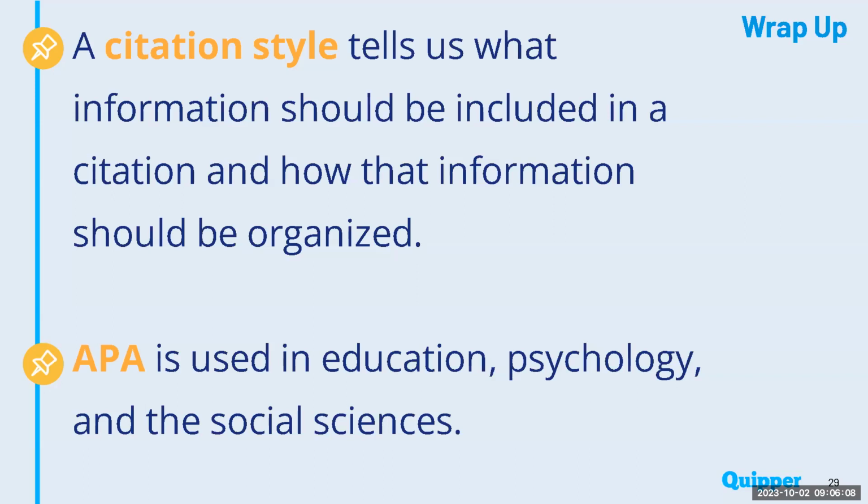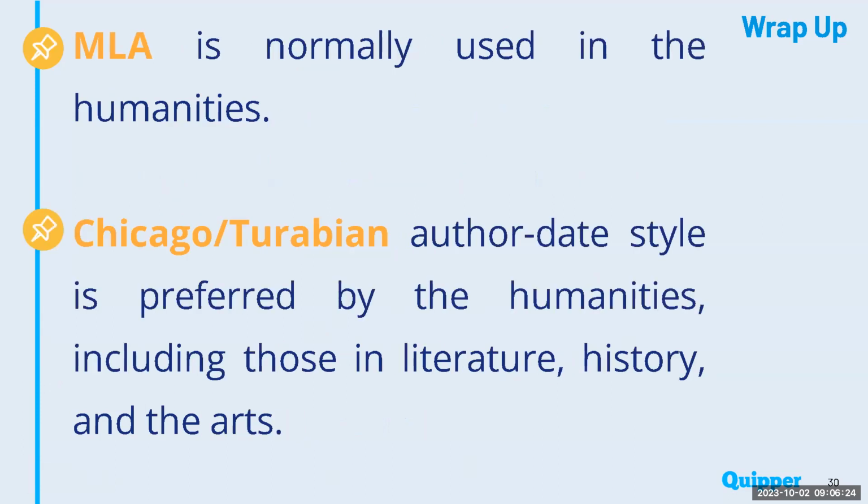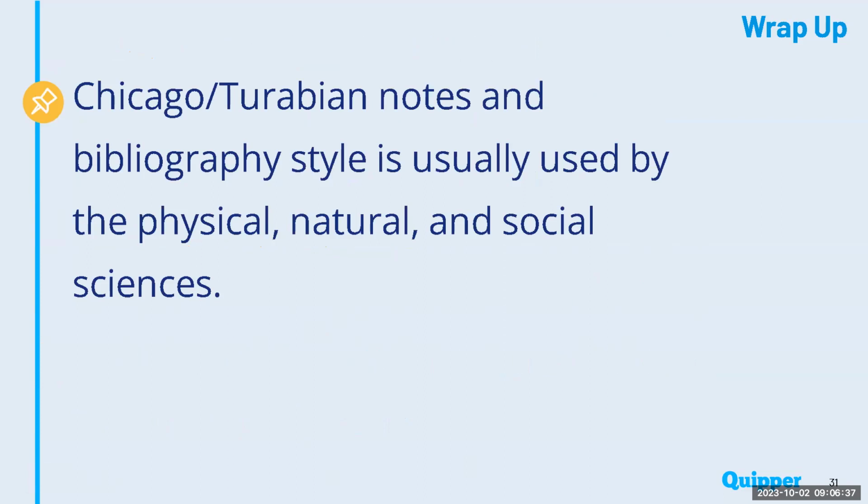Let's take a recap. A citation style tells us what information should be included in a citation and how that information should be organized. That is a given. An APA is used in education, psychology, and the social sciences, while an MLA is normally used in the humanities. Chicago Turabian uses author date style, which is more preferred by the humanities, including those in literature, history, and the arts. While Chicago Turabian notes and bibliography style is usually used by the physical, natural, and social sciences.